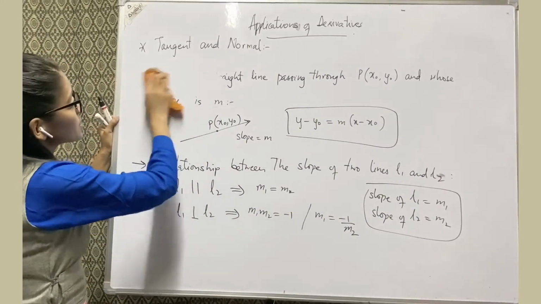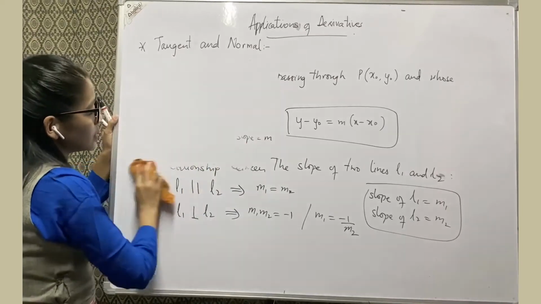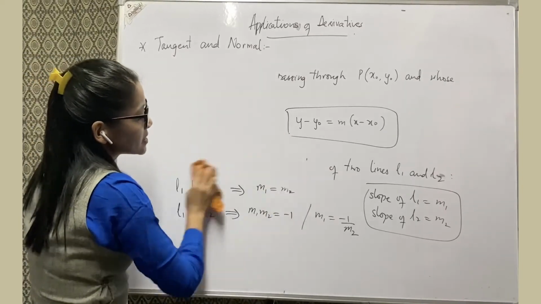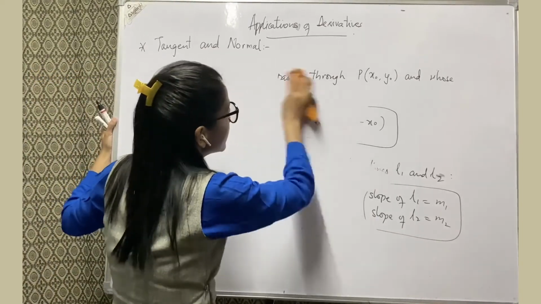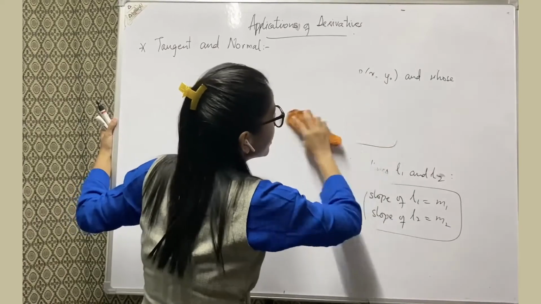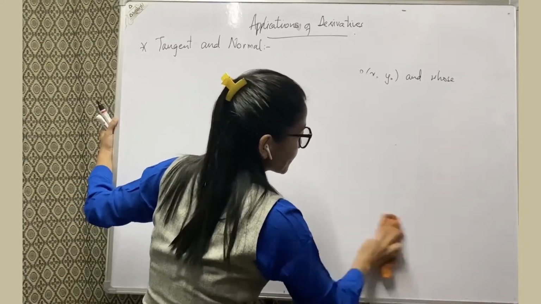Now let's come to this topic. When I say tangent and normal, I mean we are asked to find the equations of the tangent and normal. Okay, so a tangent is generally a straight line.